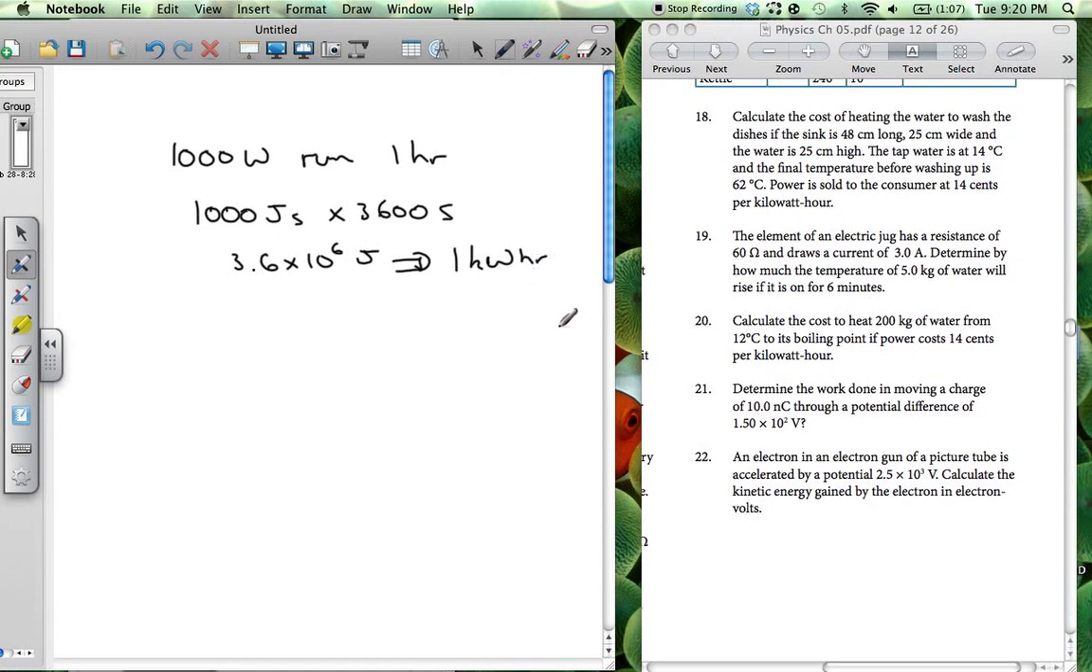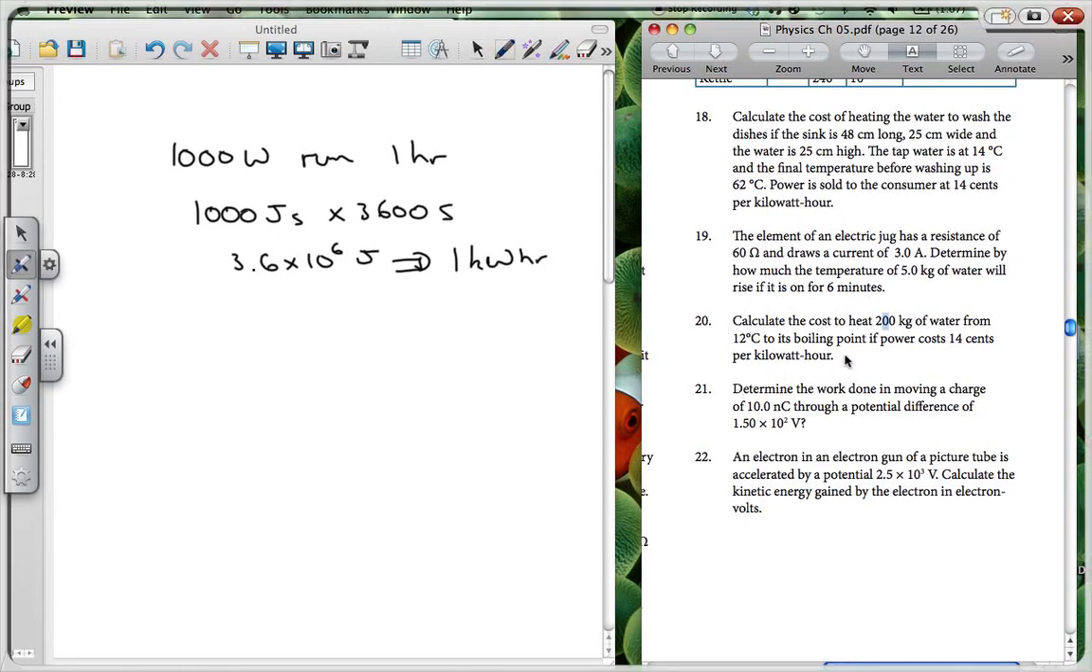So we have got here, calculate the cost. It's 200 kilograms that we're looking at here, and we're going from 12 degrees to its boiling point, so to 100. So we're going to need to raise it by 88 degrees. So let's work out the Q for that then.